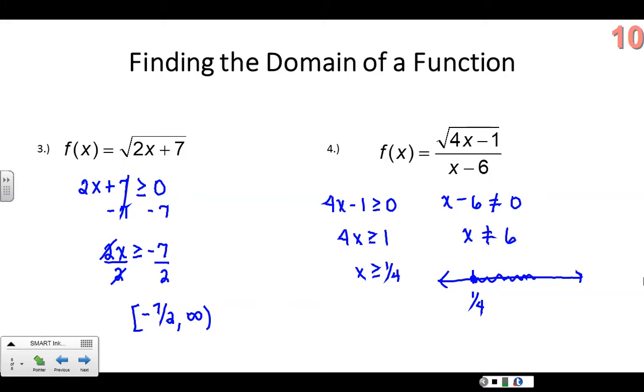So that's everything up to infinity, except we run into a roadblock at 6. We know we can't be equal to 6, so we're going to have a hole there. So the domain of this function would start out at 1/4, go up to 6, not included, union, and then from 6 to infinity. So you have more than one thing to pay attention to in that function to describe its domain. Again, it would be very difficult to figure out the range of the function unless you've had a graph first.